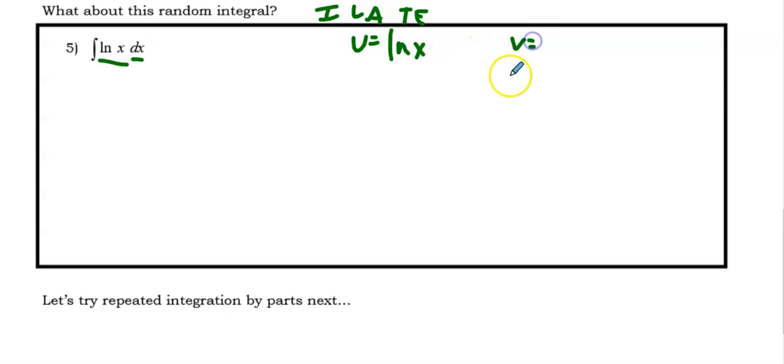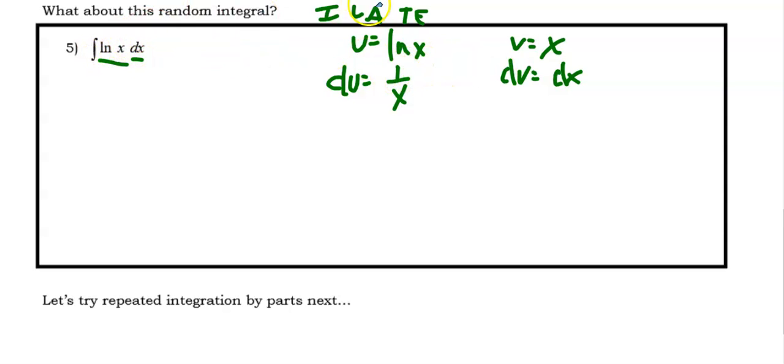And then our dv is going to be everything left. Again, it's 1 dx, which is an algebraic function. And when we do the derivative of natural log of x, we're going to get 1 over x. If we integrate 1, we're going to get x. And so that's what we need to do for this problem.